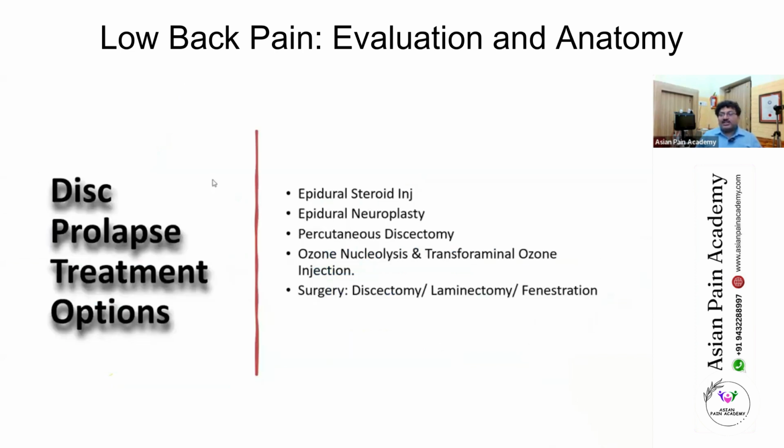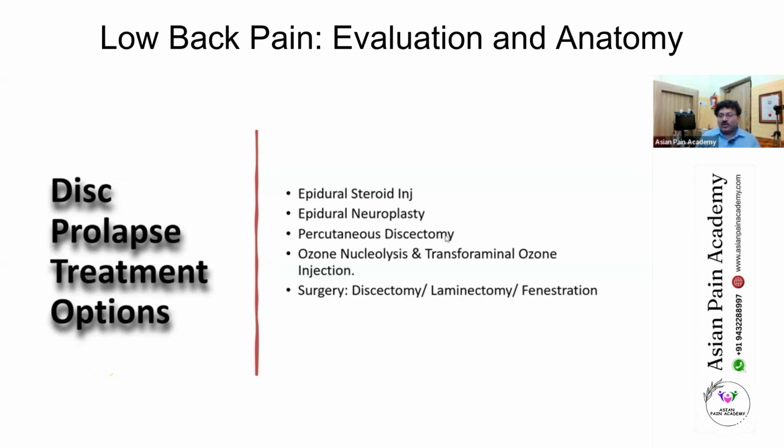Now, coming to the treatment options for the disc prolapse. Epidural steroid injection, epidural nucleoplasty, then percutaneous discectomy, ozone nucleolysis, transforaminal ozone injection, discectomy, laminectomy, or fenestration surgery. These are usually recommended for the disc prolapse.